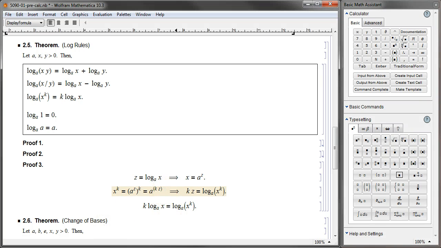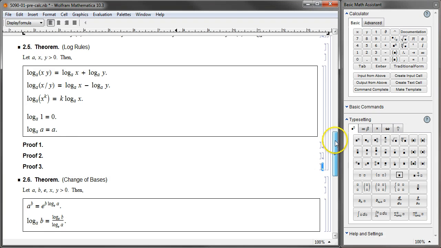Alright, we have everything. x to the k power is a to the kz power, so if you use the definition of logarithm, we have this. kz is log a of x to the k power. And then what is z? Substitute back in, then we have what we want. So k log a of x is equal to log a of x to the k power, the third log rule. So we can prove all these using the exponent rules.